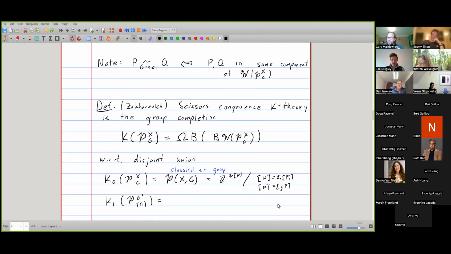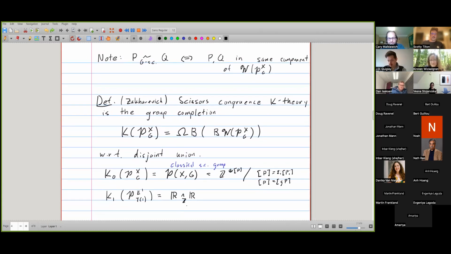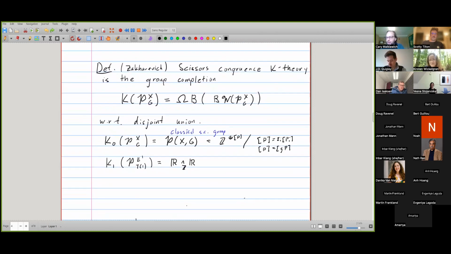On the other hand, now that this is a space, it has higher homotopy groups, right? So we get a natural notion of what are the higher scissors congruence groups. So for instance, what's K1? So Inna computed that K1, so here this is one-dimensional Euclidean geometry, and I'm taking the translation group. She computed that it was the exterior product of two copies of the reals over the integers. So to be a little bit more concrete about what this is, let me write down here, right? So say I have a polytope and I have what you might call a scissors automorphism.